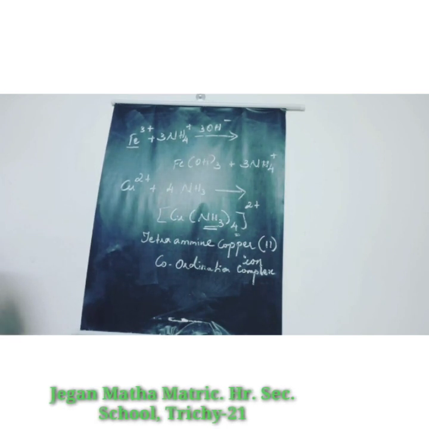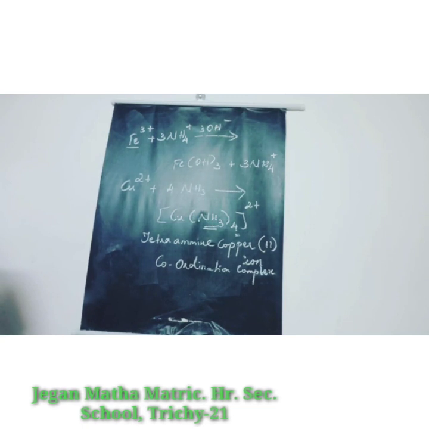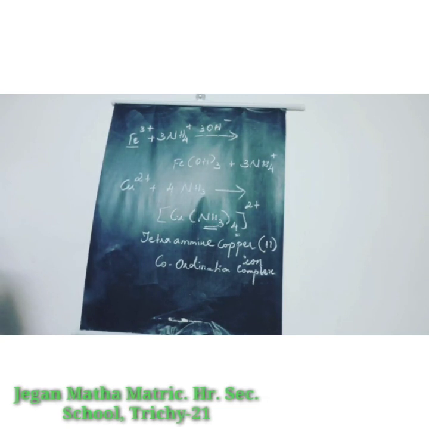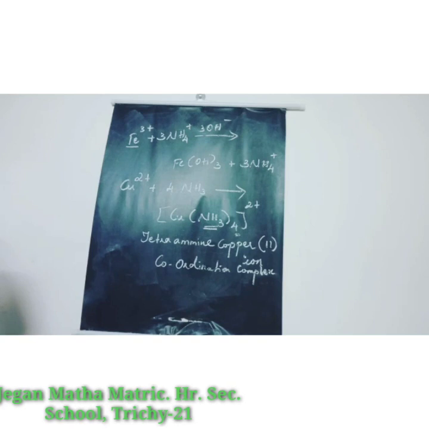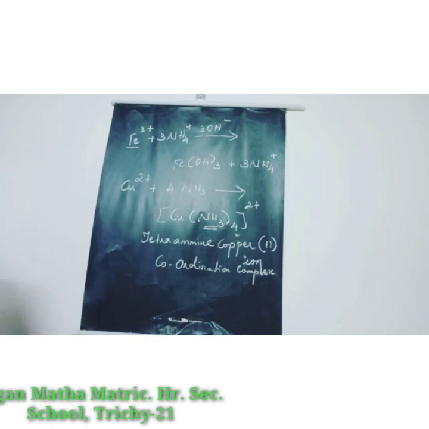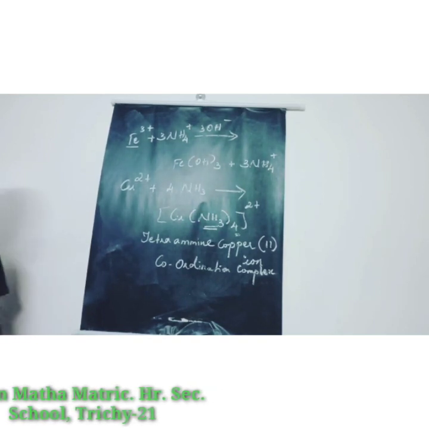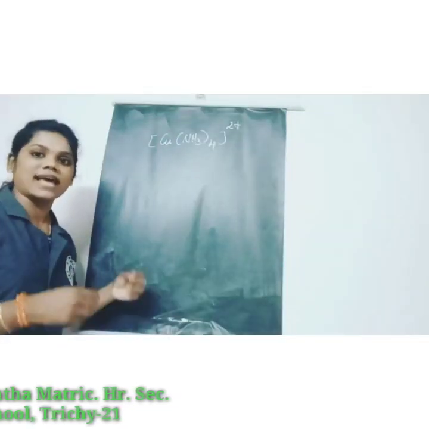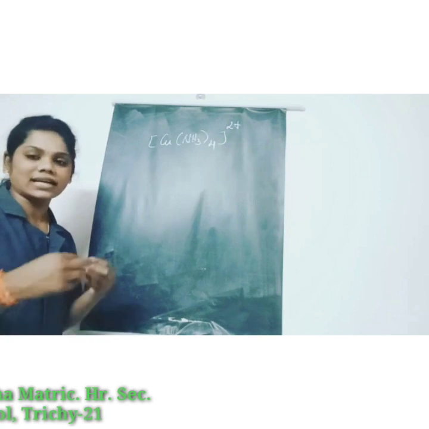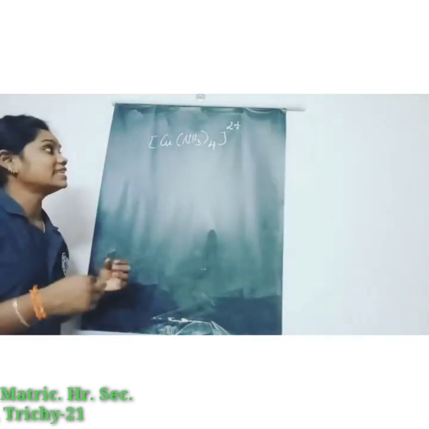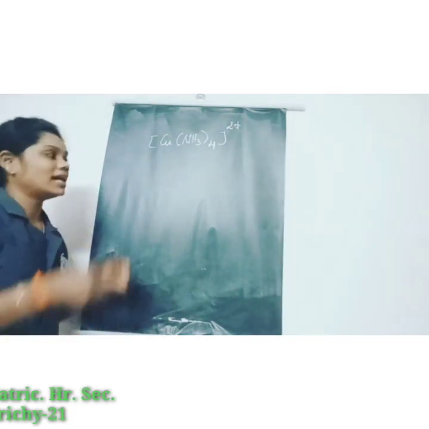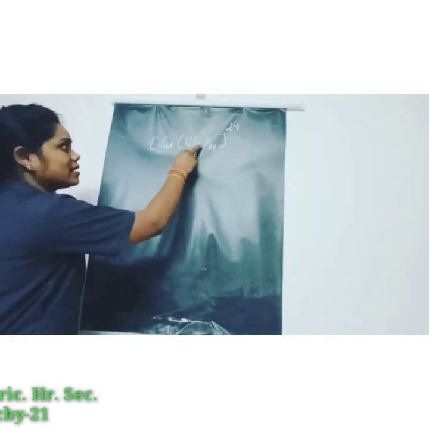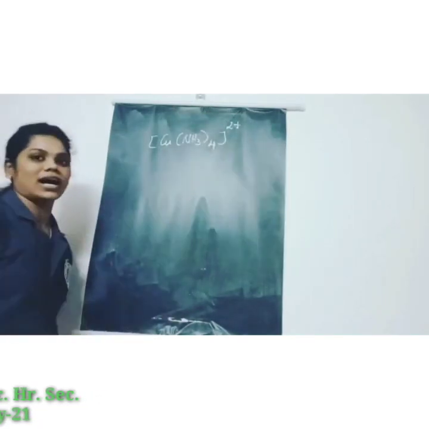For example, when excess ammonia is added to an aqueous solution of copper sulfate, a deep blue colored compound, tetraammine copper 2 ion, is formed. A deep blue colored compound is formed, and it is the tetraammine copper 2 ion. That's all, students. So these are the chemical properties of ammonia. Thank you, students.